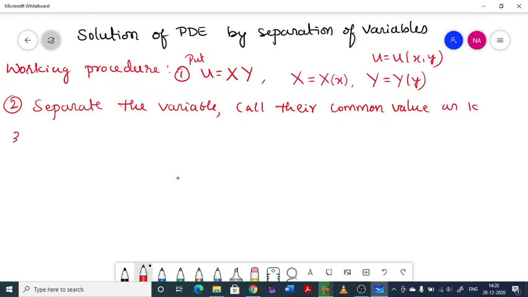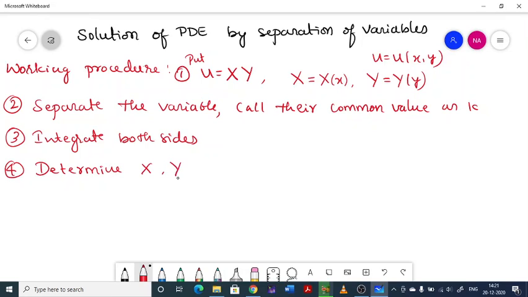Then integrate both sides. You have to integrate both sides with respect to that corresponding variables. Then determine capital X and capital Y. Finally substitute in the expression that we have assumed, u equal to capital X and capital Y. If you know both capital X and Y, then their product will be the required u.